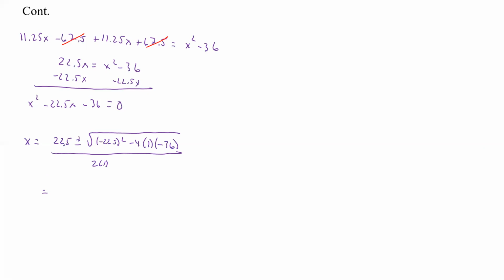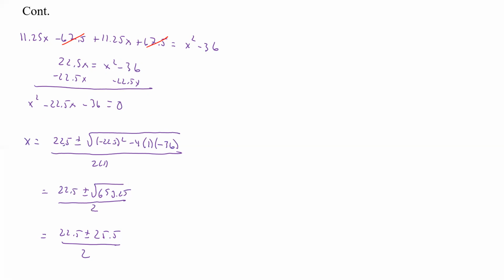So that's going to give me 650.25. And so that's going to give us 22.5 plus or minus the square root of 650.25. And if I take the square root of that, that's going to give me, oh, that's still all over 2. That's going to give me 22.5 plus or minus 25.5 all over 2. And so if I add them, I'll get one number. And if I subtract them, I'll get another number.